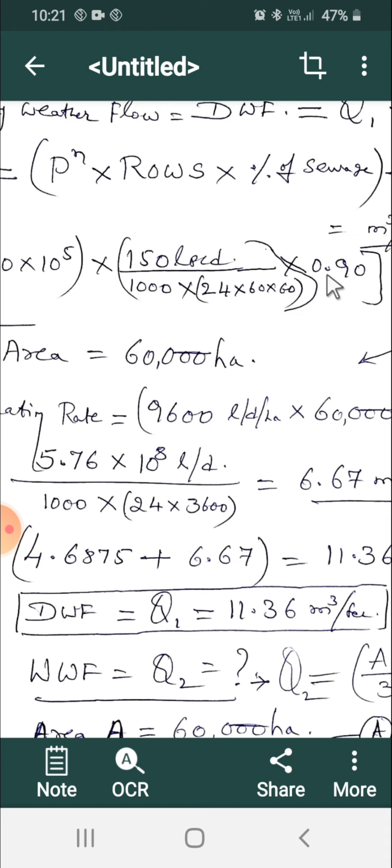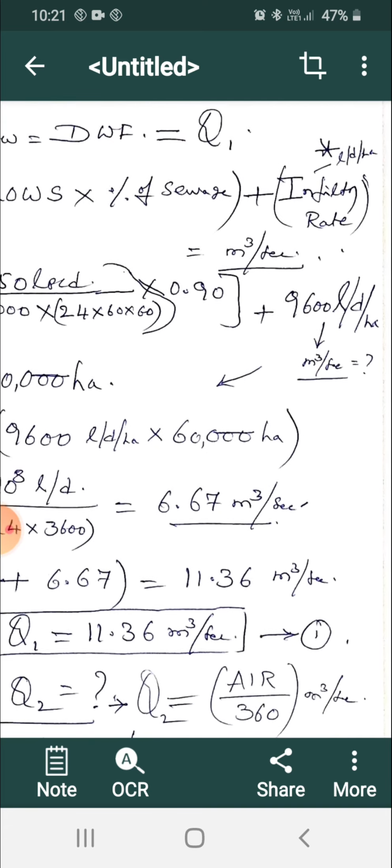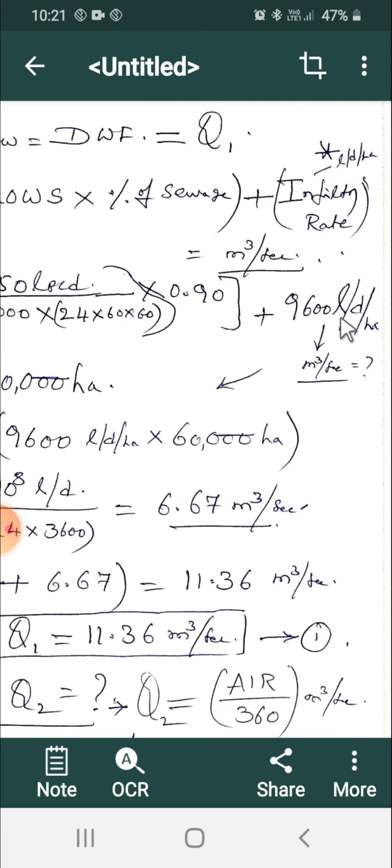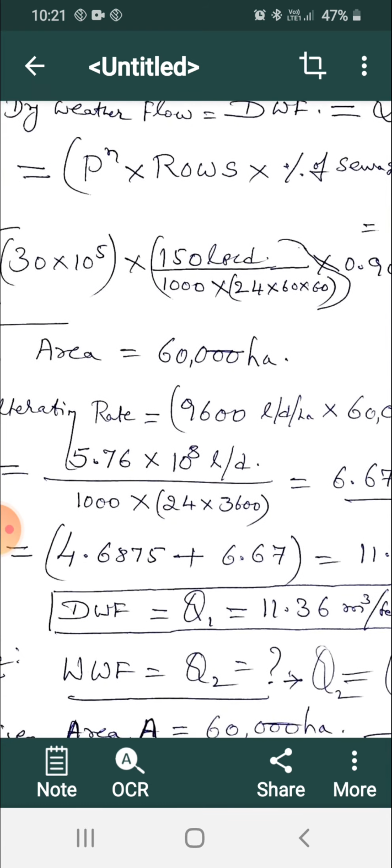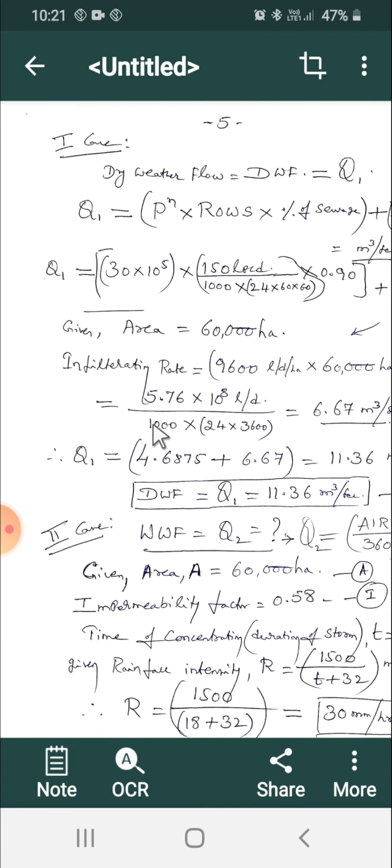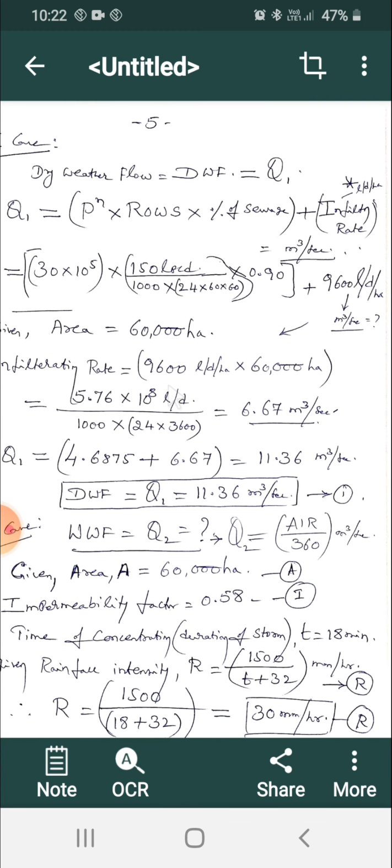Okay, see, now into percentage of sewage, this is 0.90. Substitute, and plus the infiltration rate you have to add. See, first you have to calculate this and you have to calculate this. You add these two, you will get the answer. See, very, very simple. Now this is per hectare. Per hectare means how many hectares are given? Area is given as 60,000 hectares. Now the rate of infiltration they have given is 9,600 into 60,000, so that we will get this final answer.